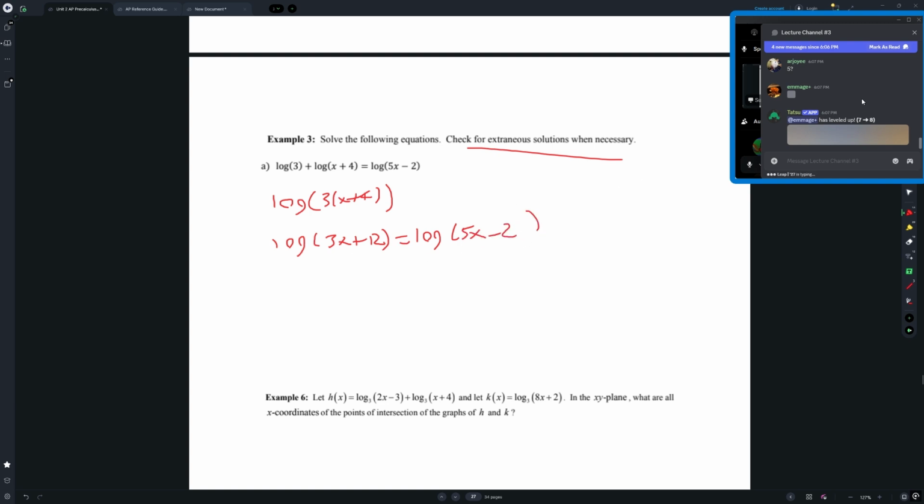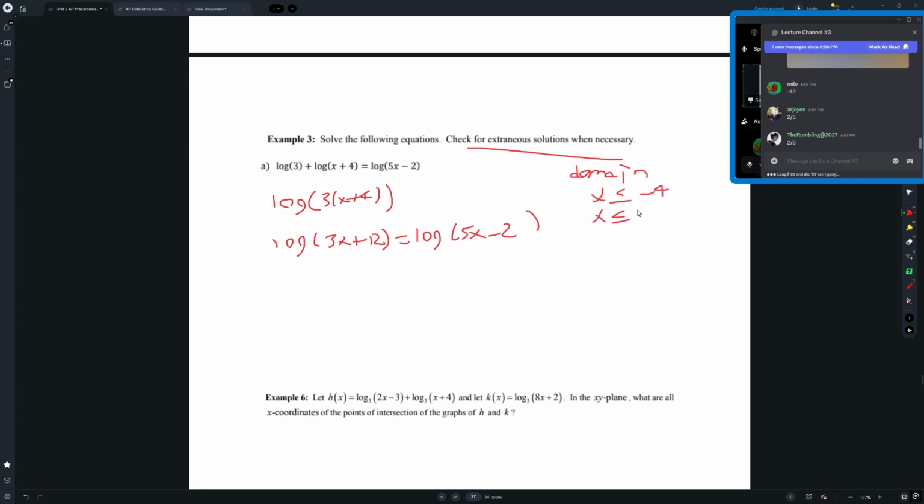At this point, we're going to check for extraneous solutions. So what can x not be in this one? So our domain, pretty much. What can x not be for this first one? Yeah, it can't be negative 4. So x cannot equal negative 4. And what about for this one? Actually, it's not that x can't be negative 4. It's x cannot be less than negative 4. And this is x cannot be less than 2 over 5.